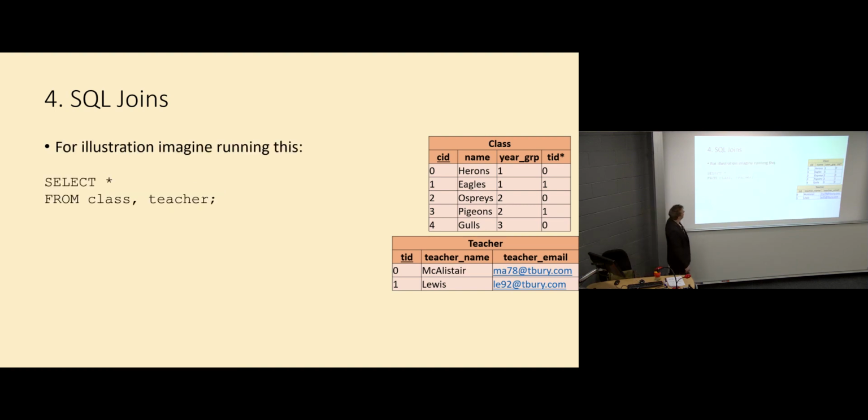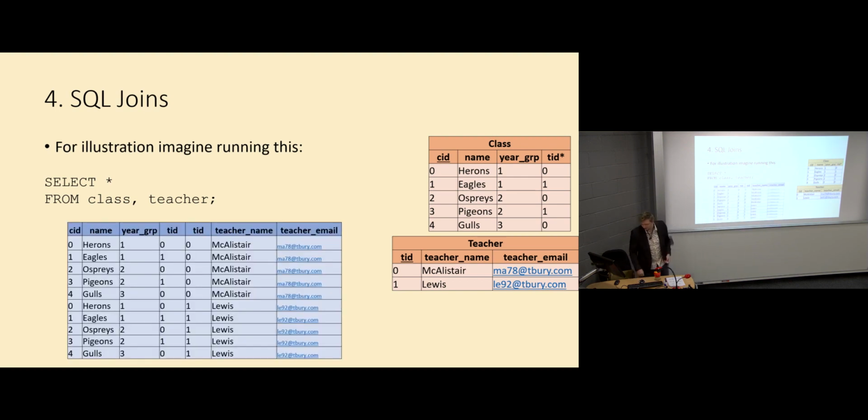But for illustration, let's try running this. Asterisk this time. What do we think will happen with the asterisk? Everything. What do you mean by everything? All the details? Yeah, all the columns. Good. So we end up with something that looks like this. Every class listed with every teacher, irrespective of whether their teacher IDs match. Now I wanted to show you this because it kind of explains why the old solution I'm going to show you next uses a where clause here.